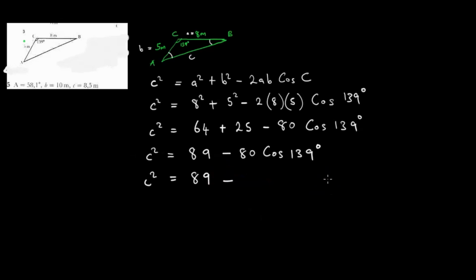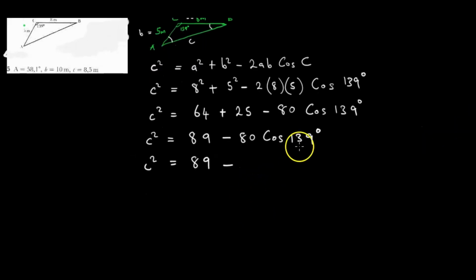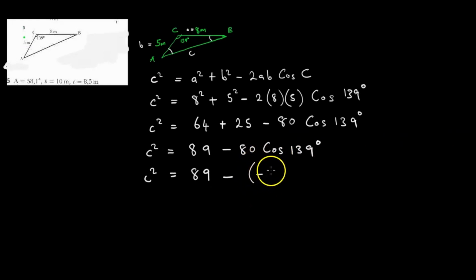So here we say c squared is equal to 89, subtracting this. We go to our calculator, we first make sure it is in degrees, where at the top it is written deg. Then we type 80 cos 139 degrees. When we type it, we see it gives us a value of minus 60.3767664178.